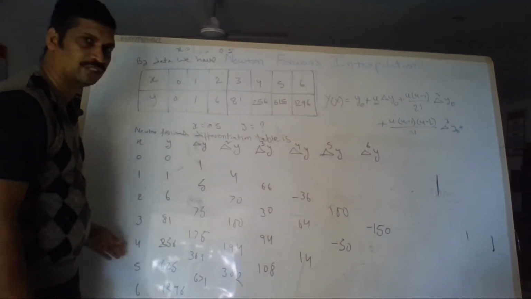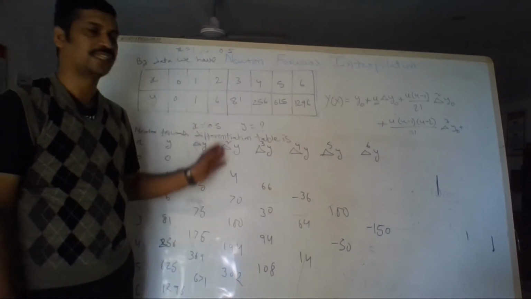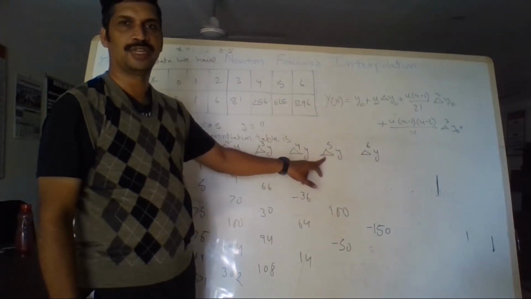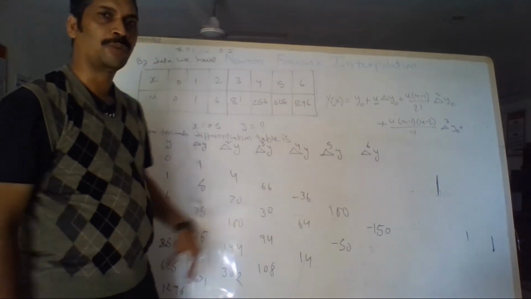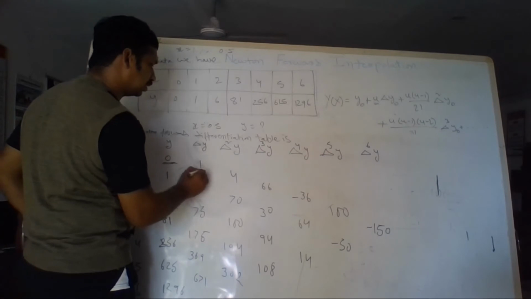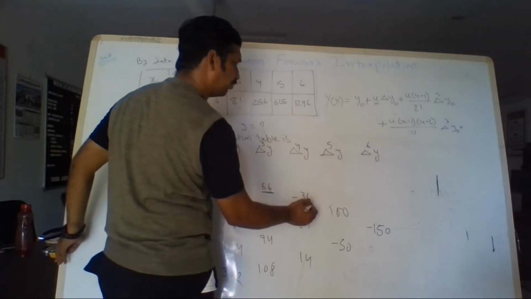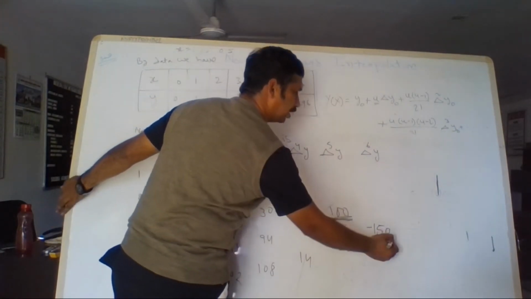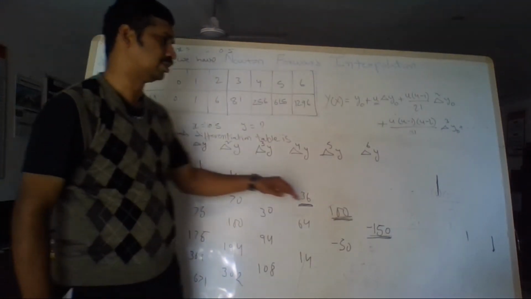We write the values of x and the values of y, the corresponding first order difference, second order difference, third order difference, fourth order difference, fifth order difference, sixth order difference. In the problem, we will use these values. Forward differences means we will use delta y naught, delta square y naught, delta cube y naught, delta power 4 of y naught, delta power 5 of y naught, and delta power 6 of y naught in the formula.